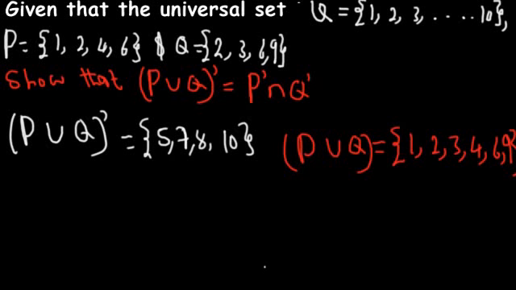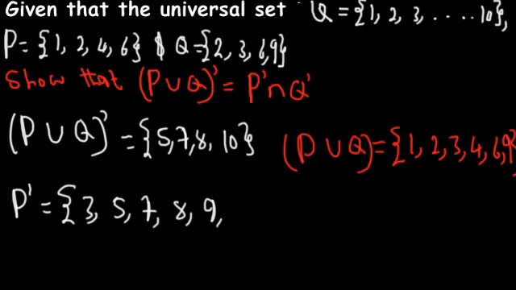Now, what will be the value of P prime intersect Q prime? The first thing we need to do is to find P prime, find Q prime, then find their intersection. What will be the value of P prime? P prime will be a set that includes elements that are not in P but are in the universal set. We have 1, 2, 4, 6 as the elements in set P. Therefore, 3, 5, 7, 8, 9, and 10 will be P prime. All these elements are not in set P, but they are in the universal set.